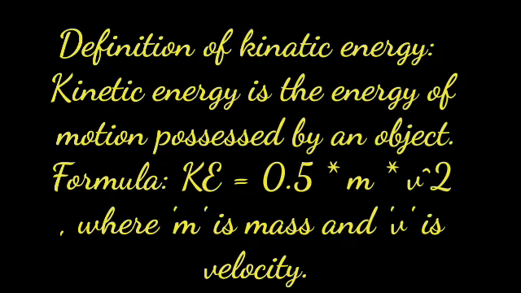Definition of kinetic energy. Kinetic energy is the energy of motion possessed by an object. Formula: K equals 0.5 m v squared, where m is mass and v is velocity.